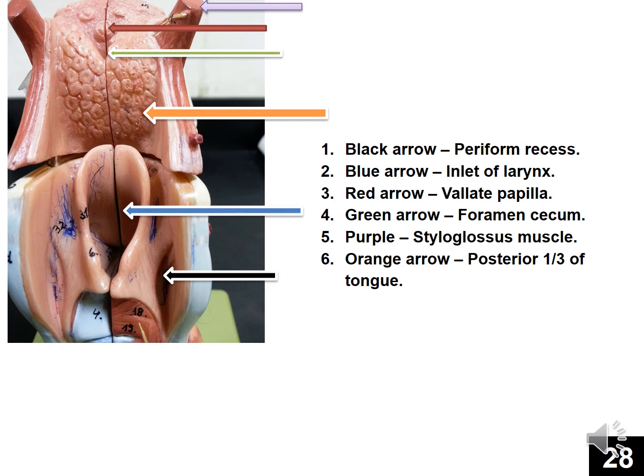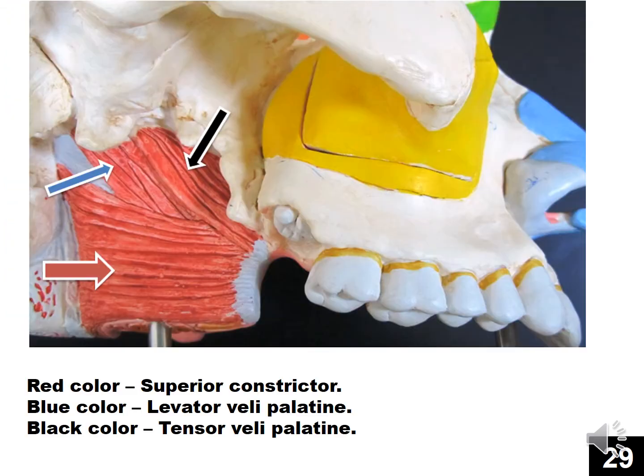بعدين you can see on each side with the black arrow هذه البريفورم recess on each side of the inlet. You can see this, indicated by the black arrow, piriform recess.